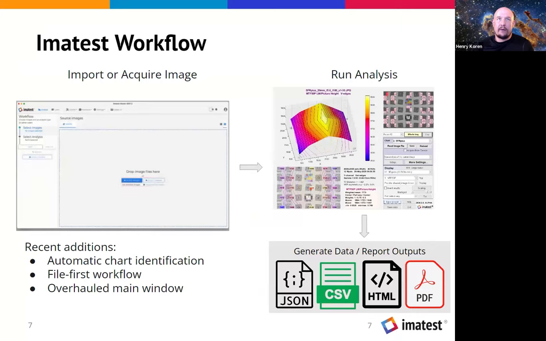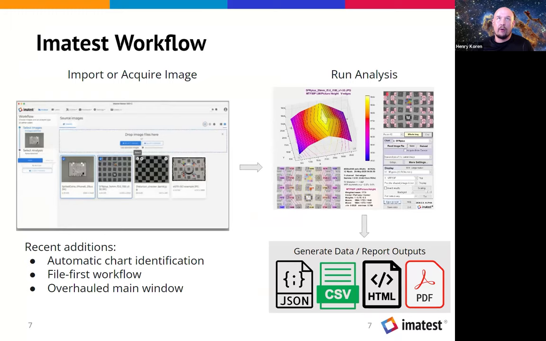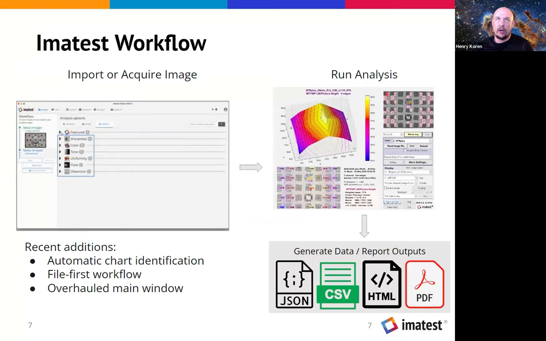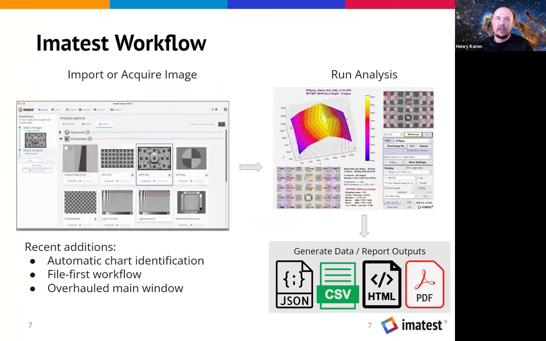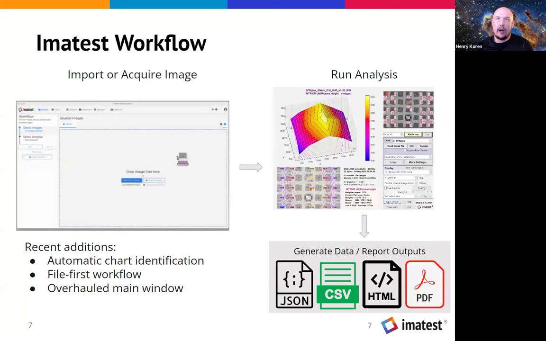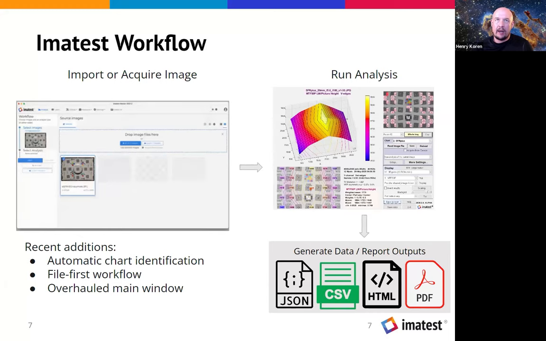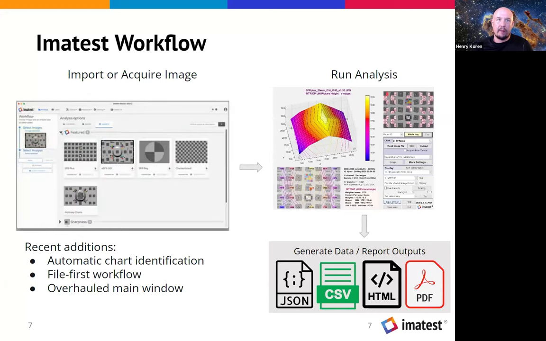So the workflow for using Imatest is to load your file in, or you can use our automated image acquisition from a large number of cameras directly connected to your computer. Once you've acquired the image, we'll detect the target on that image, and select the analysis you're going to run. And then we'll generate a set of data outputs and reports from that.